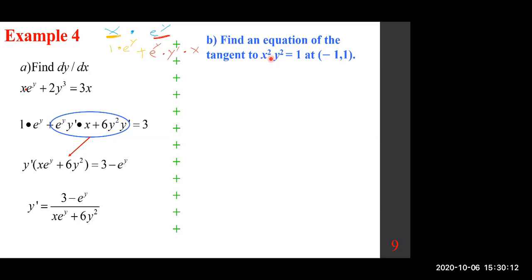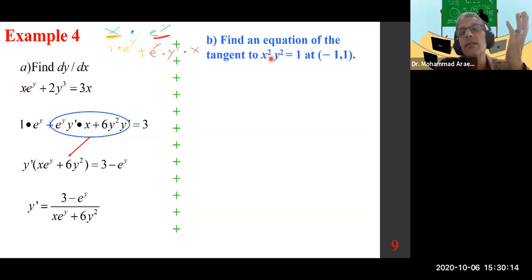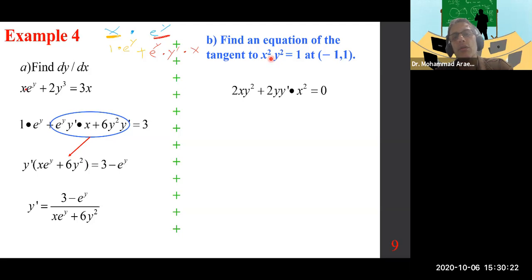2y y prime. Beautiful. That's it. You got it. 2y y prime by the chain rule times x squared, and the right side is a number, so it gives you 0. So one more time. x squared gives you 2x times y squared by the product rule. y squared gives you 2y y prime times x squared by the product rule. This is a number. Doesn't matter if it is one or any other number. The answer is 0.